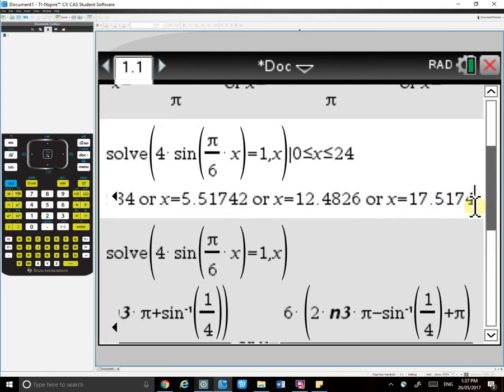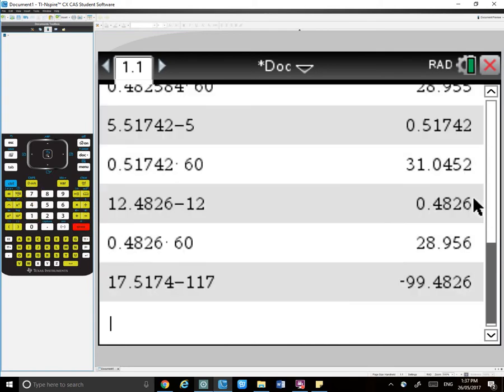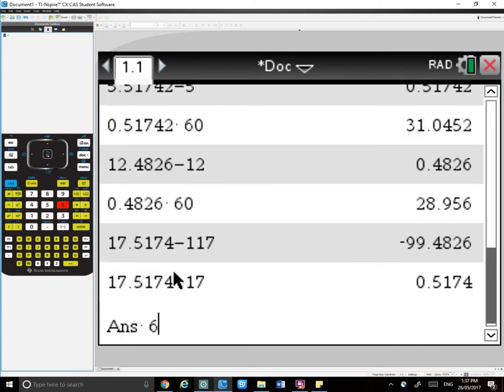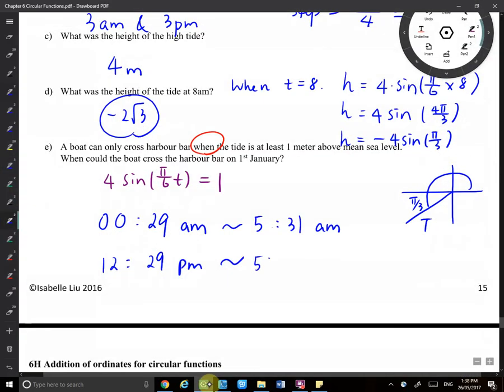Okay, my next solution is 17.517. Minus that by 17, it's after 17 hours already. And times that by 60. Okay, 31 minutes. So after 17 hours is 5, and 5:31 in the afternoon. So 5:31 p.m. in the afternoon.